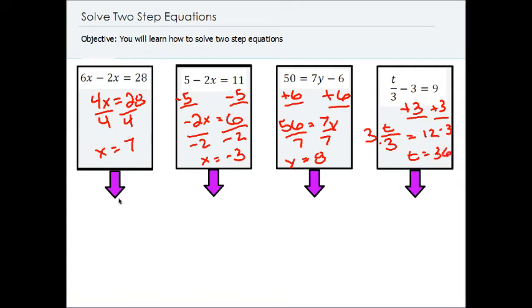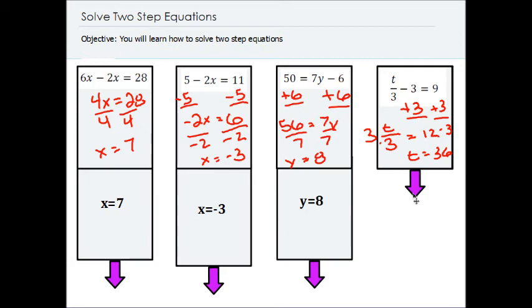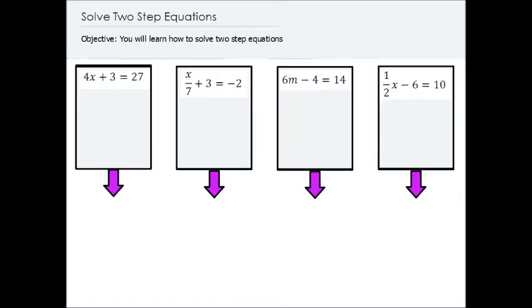Alright, so we made this cool little thing, so we can drag this down and check to see if we got it right. So x equals 7, so that was right. X equals negative 3, got it right. Y equals 8, got it right. And t equals 36. Nice job, super smart. Alright. Go ahead and try these ones. Pause it, and we'll come right back and give it a whirl.